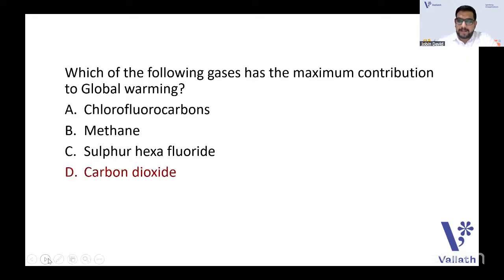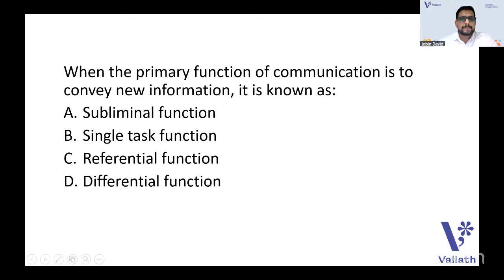Yeah, it is carbon dioxide. Chlorofluorocarbons definitely deplete the ozone layer. CFCs come from refrigerators and ACs, that means the coolants. The maximum contribution to global warming is carbon dioxide, CO2.